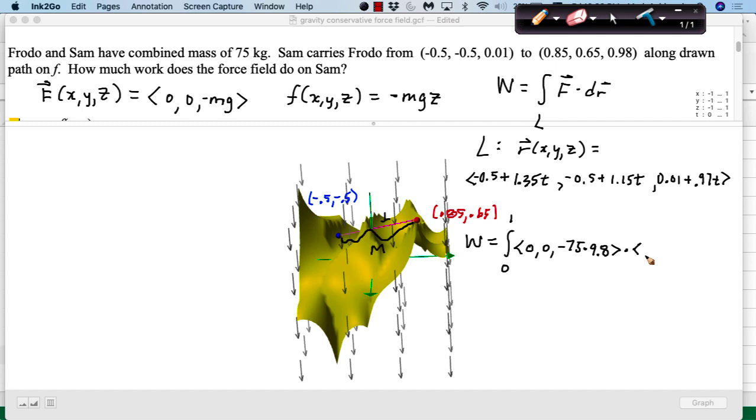And then dot dr, right? dr is going to be 1.35, this is dx/dt, dy/dt, dz/dt, dt. Is this consistent with the line integrals you guys have been working on? Are we good? The first two terms are going to multiply to 0, so we're going to get the integral from 0 to 1. All we get is this third term, minus 75 times 9.8 times 0.97.